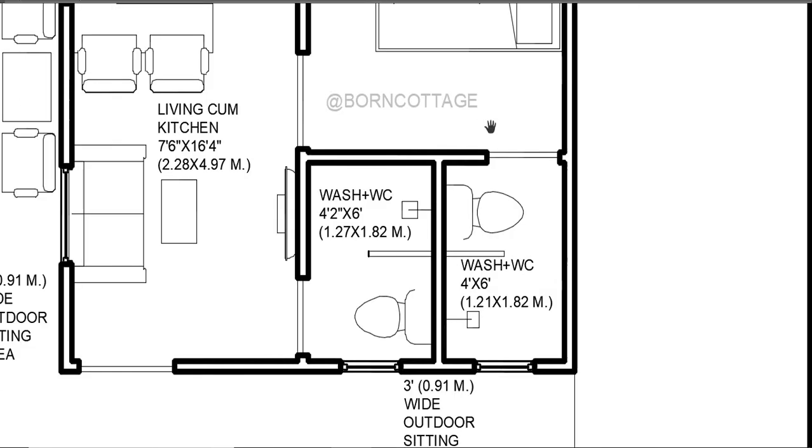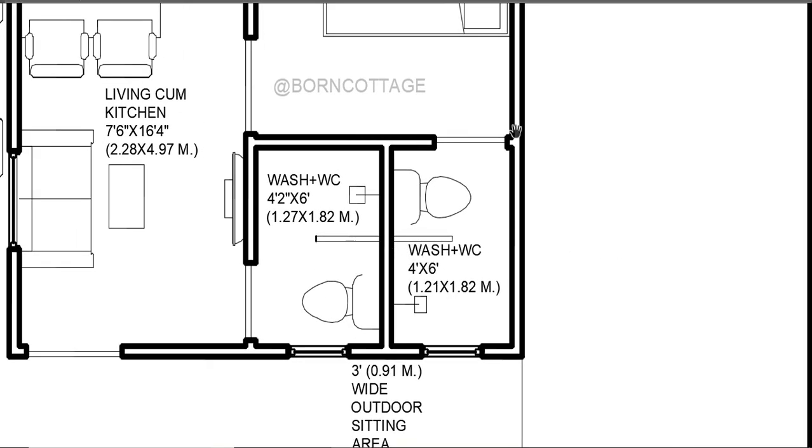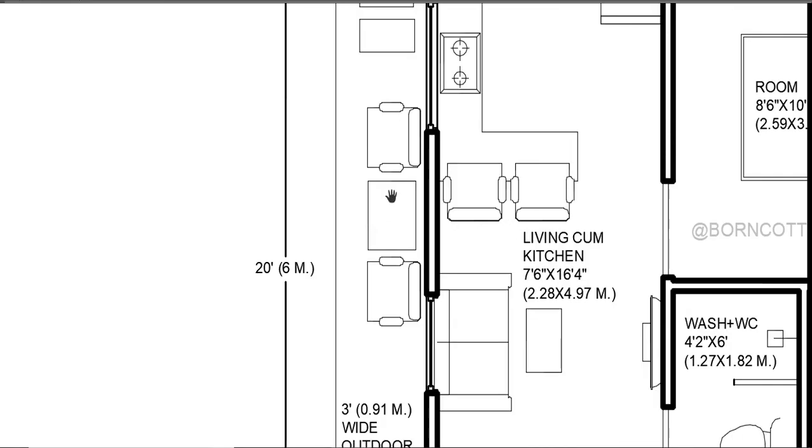With this room we have an attached washroom plus water closet here. The size of the washroom is 4 feet into 6 feet, in meter 1.21 into 1.82 meter. You can see here the water closet and the shower area both are separate, and also a ventilator for ventilation of this washroom. On the left side we have an outdoor sitting area also.